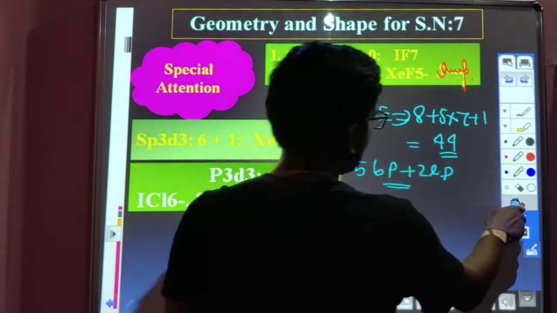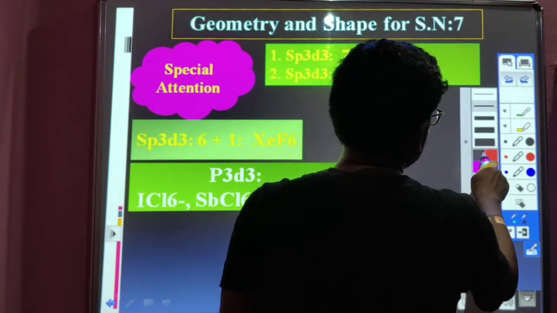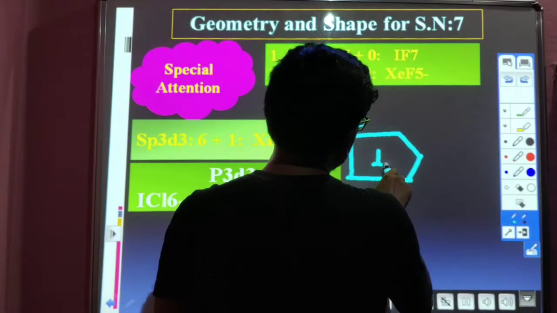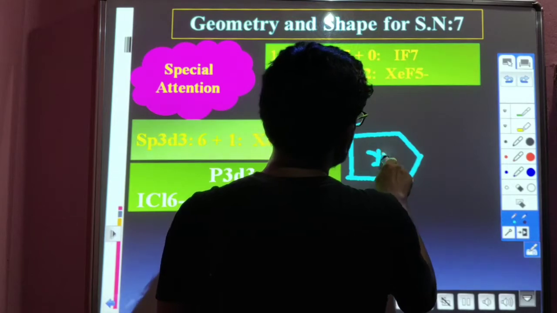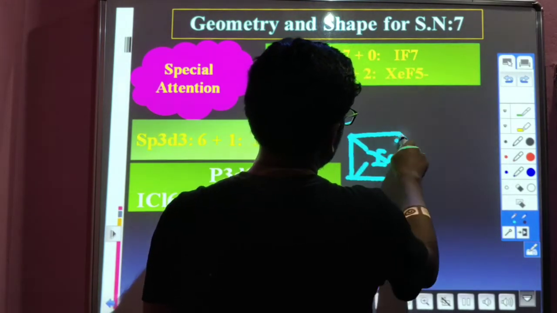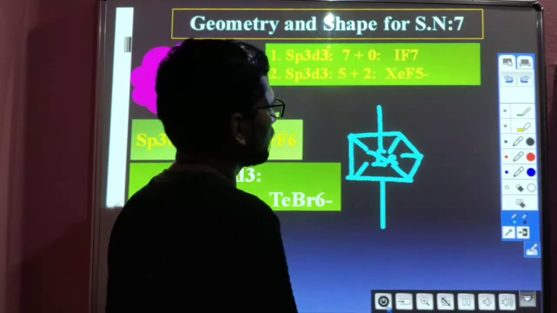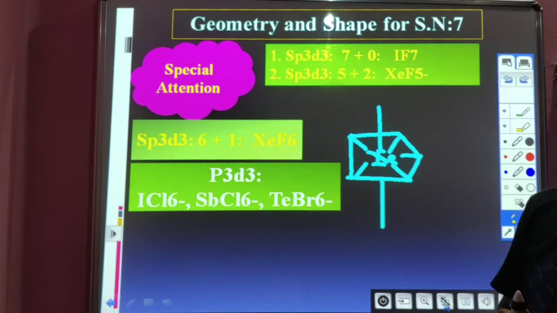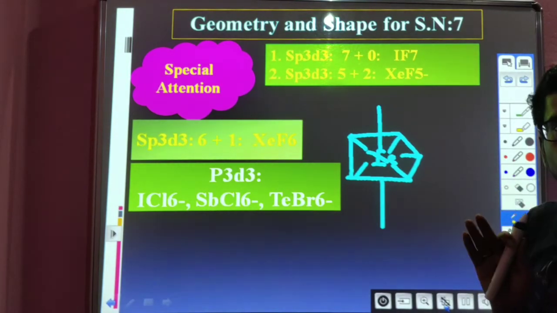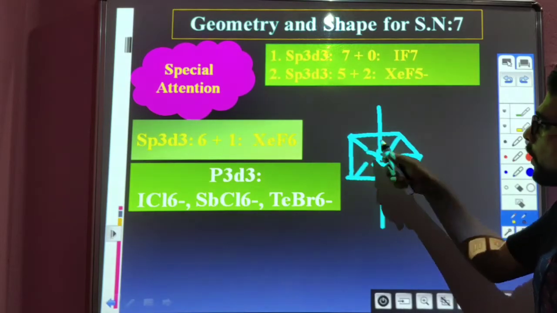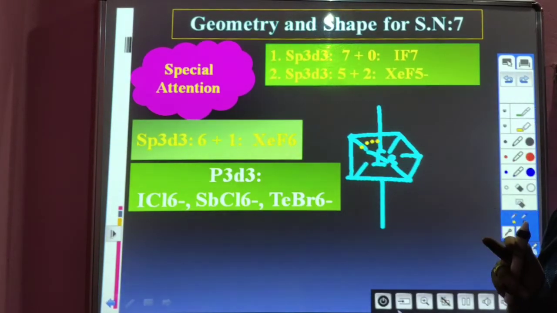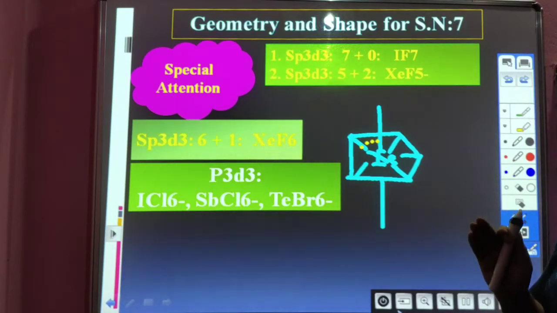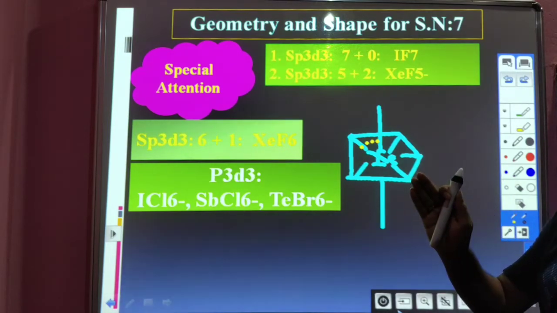Look very carefully. When we are looking at pentagonal bipyramidal, this is xenon. Wherever the angle will be more, we will put the lone pair over there. In pentagonal bipyramidal geometry, never put the lone pair of electrons here because the angle here is 72. The lone pair will be placed where the percentage of s character will be more, where the angle is more.